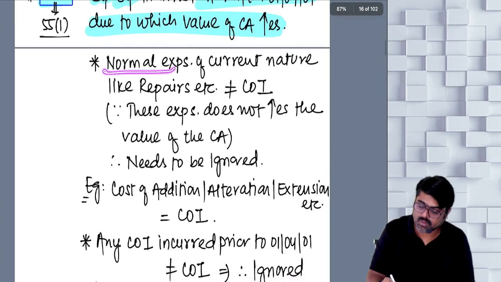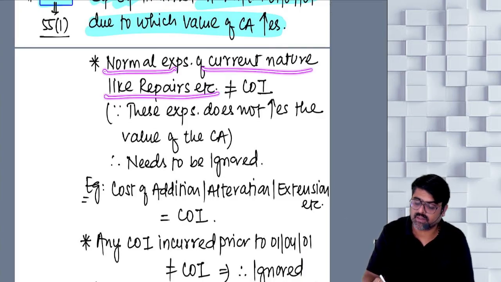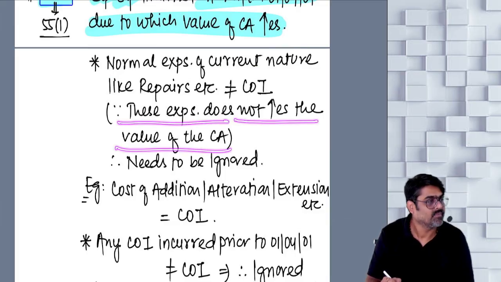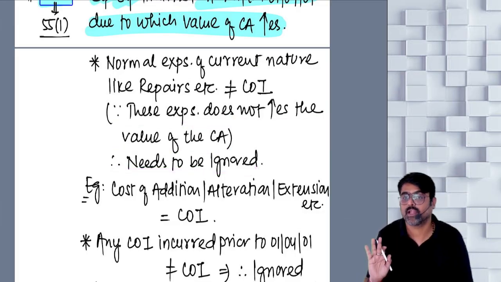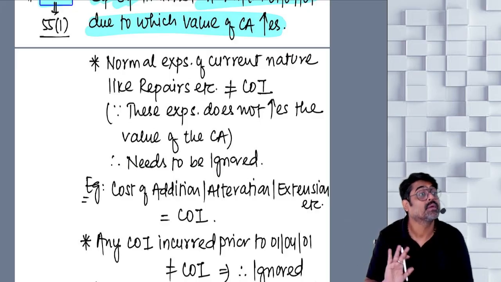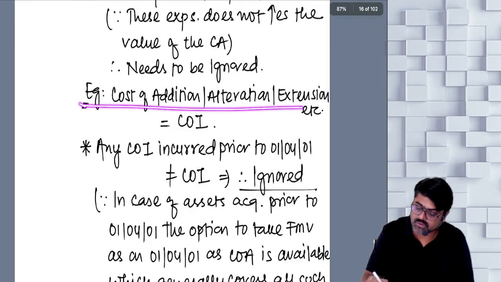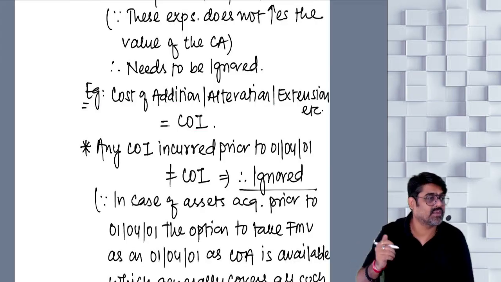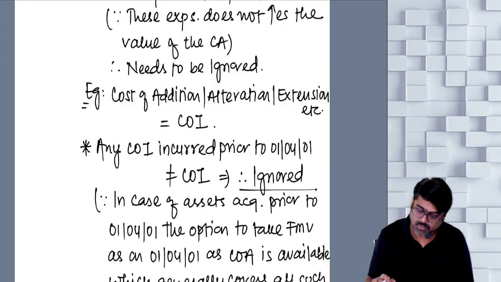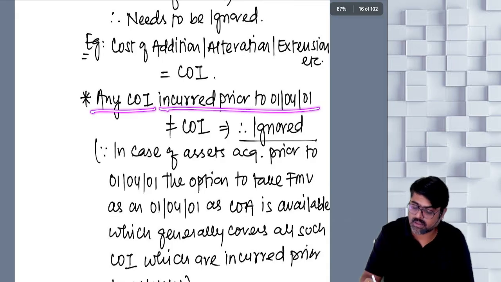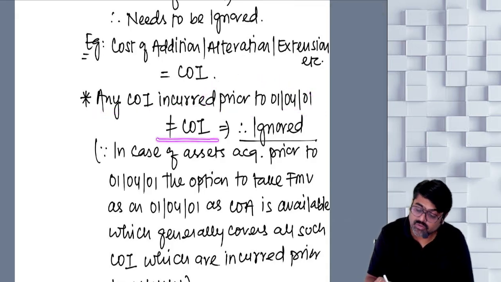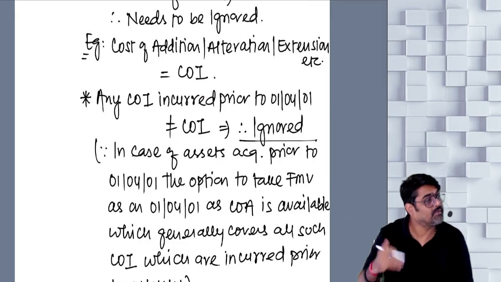So first of all, normal expenses of a current nature like repairs, etc., are not treated as cost of improvement, since these expenses do not increase the value of my capital asset. You have to ignore these expenses because they are not treated as cost of improvement. Why? They are not increasing the value of my property. Then cost of addition, cost of alteration, etc., are known as my cost of improvement. Why? Because incurring these expenses will increase the value of my property. Yes or no? Now, any cost of improvement incurred prior to 1st April 2001 is not treated as cost of improvement. I will ignore them.